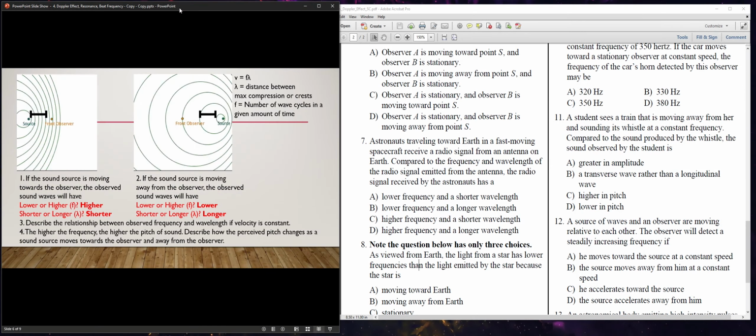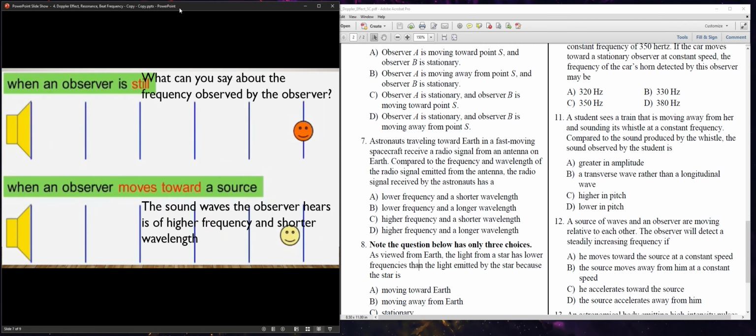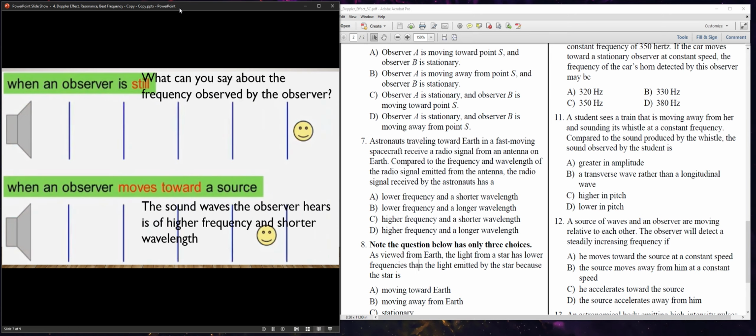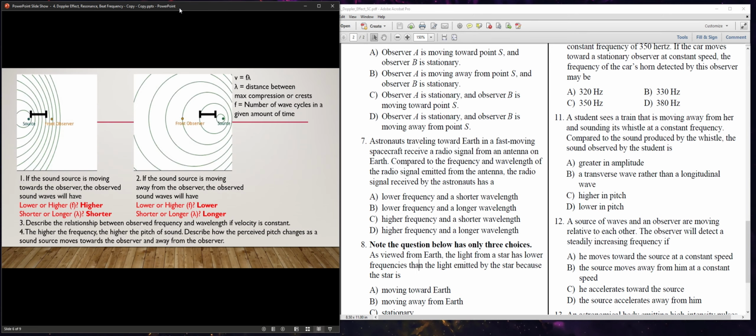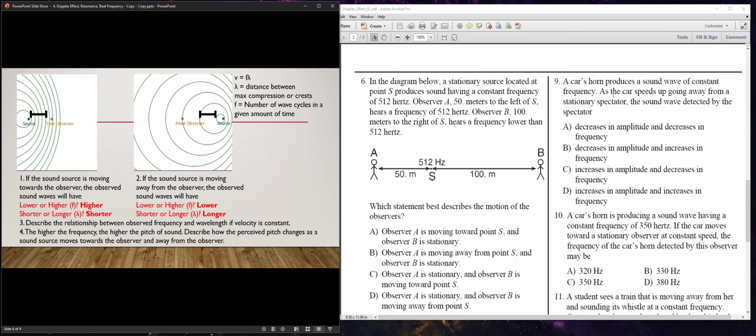Or you can actually just, yeah, yeah, yeah. Yeah, I would look at this slide. So what would have a lower frequency? Number 9, speeds up going away from the stationary spectator. So again, I would look at this slide.